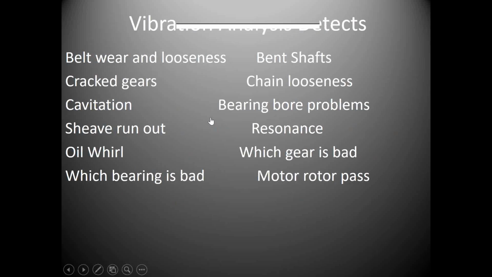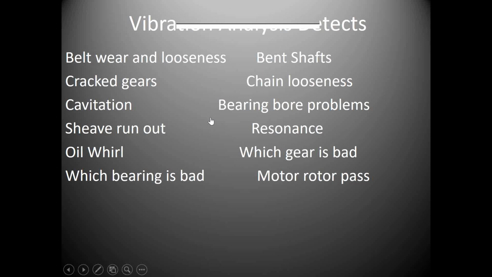Well, what are the kinds of things we can find? Well, belt wear and looseness, cracked gears, cavitation, sheave runout, oil whirl. Vibration analysis is so sensitive, it can tell us which bearing is bad. And it can also tell you whether the wear is in the outer race, inner race, or in the ball pass or roller pass. That's how detailed the information can be.